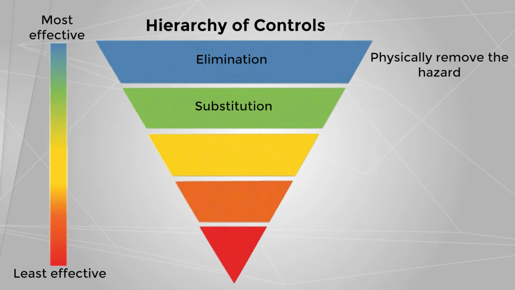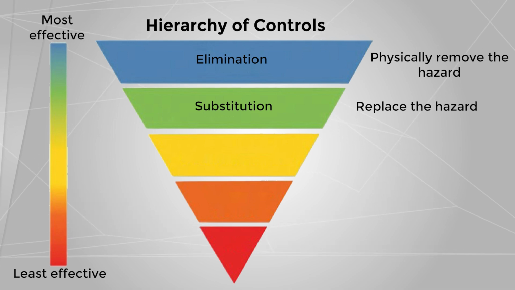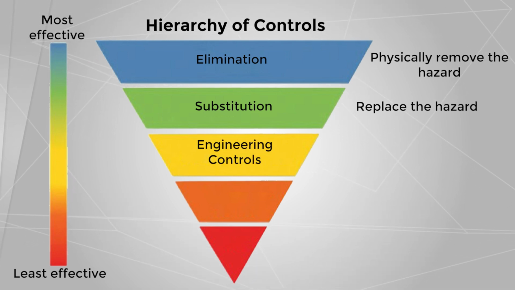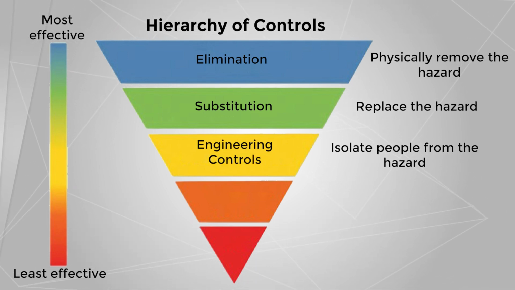Second, if you cannot remove the hazard, you need to replace it with something else. So first is elimination, second is substitution, replace the hazard. Number three is engineering controls, that is, isolate people from the hazard. We took the example of the desktop and the chair and the seating arrangement. So isolate people from the hazard. Put up situations wherein people are not exposed to that hazard.